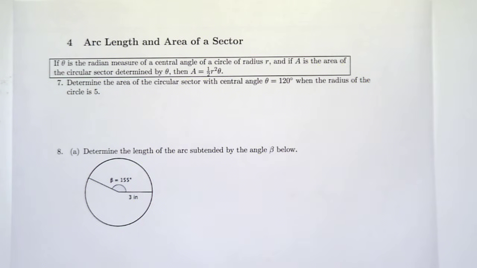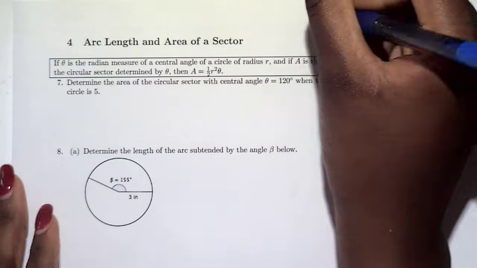Alright, so the very last thing we're going to talk about today are arc length and area of a sector. So we've already talked about arc length before. It is the little space around the circle made by our angle. So I'll draw a picture to remind us.